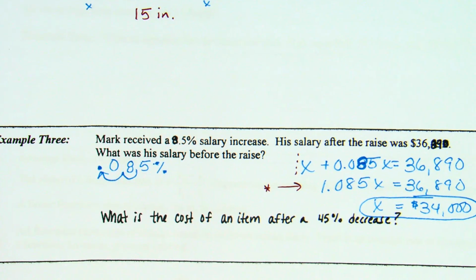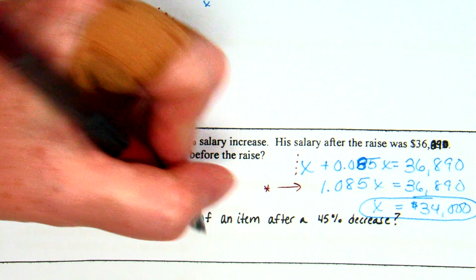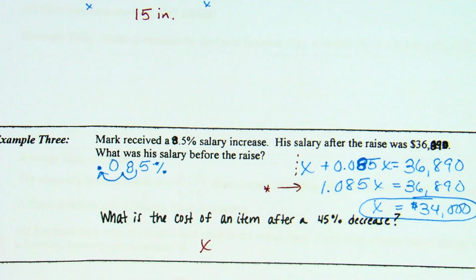What is the cost of an item after a 45% decrease? You multiply what the first price was by 0.45. Okay. And then you subtract that from the original. I do that all the time in school. And here we're going to talk about a shortcut then. So what is the cost of an item after a 45% decrease? You're going to start with the original cost. What's my original cost? In this case, I'm going to call it X. And since it's a decrease, I'm going to subtract off 45%.